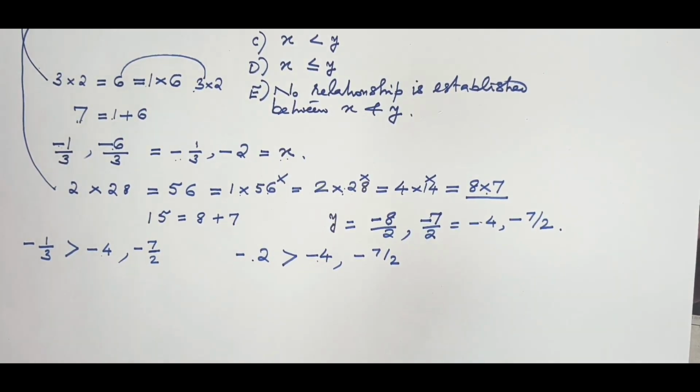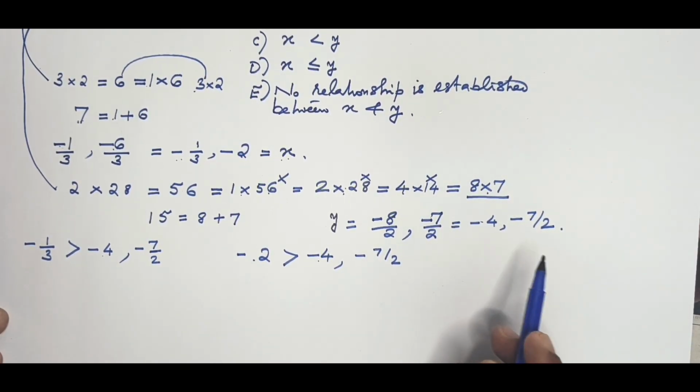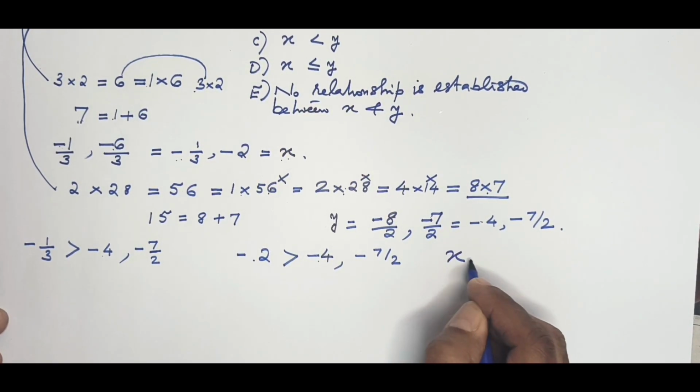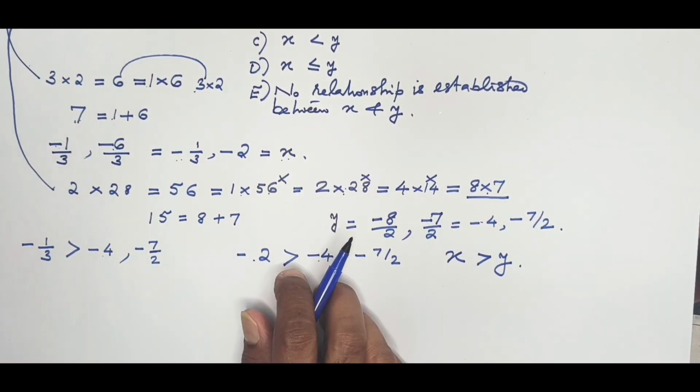So what do you observe finally? Both the values of x are individually bigger than both the values of y. So you can conclude x greater than y, which is the first option given in the problem.